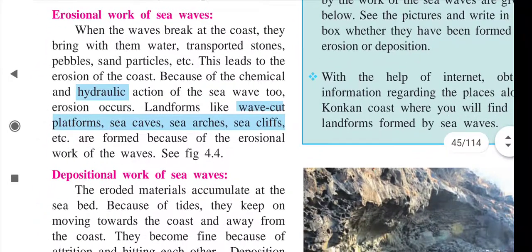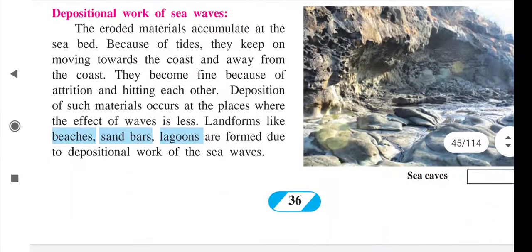These are the landforms which are formed by the erosional work of the sea waves. Now, the depositional work of the sea waves.